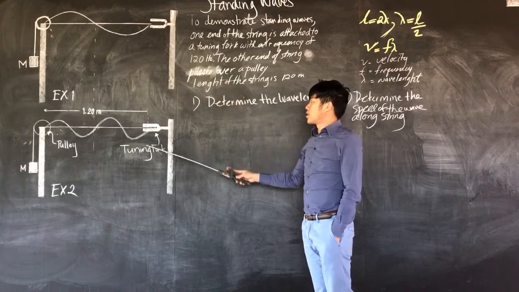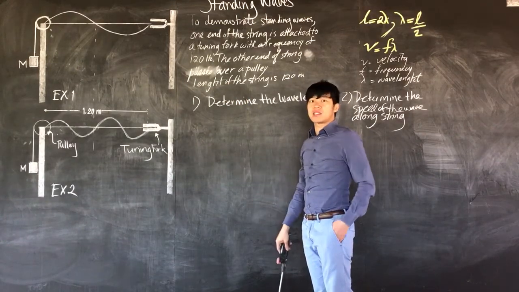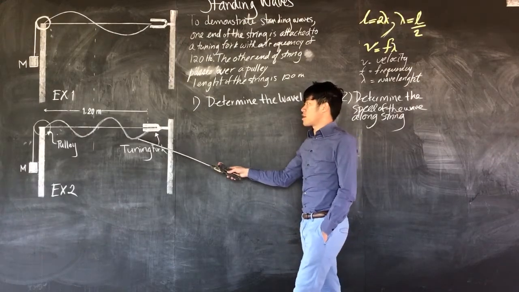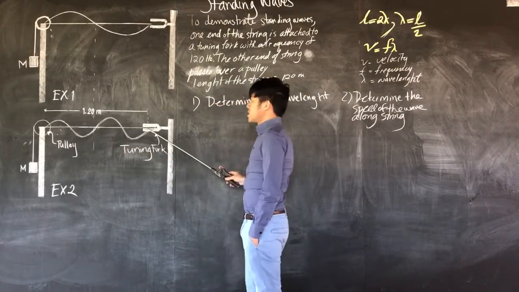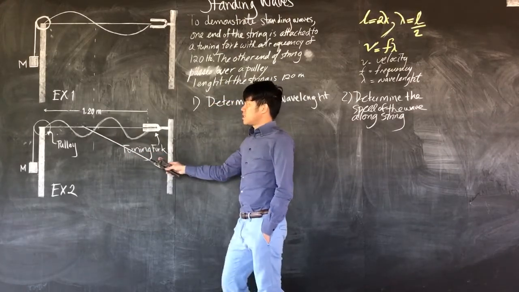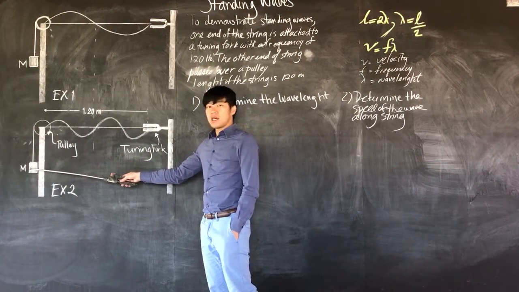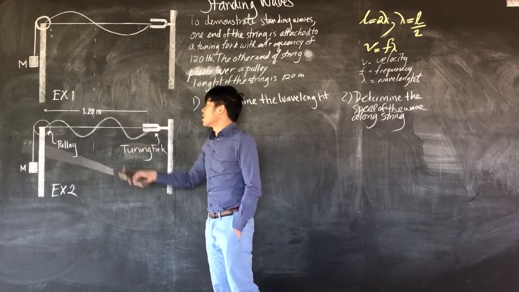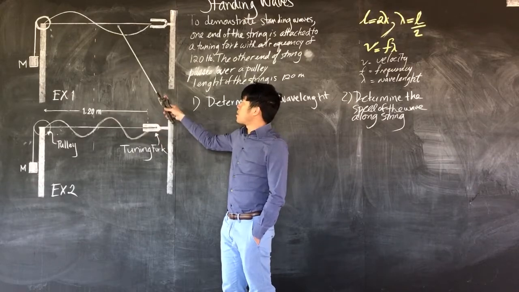This is the tuning fork, which, when you vibrate it against the surface, will vibrate and generate the waves right here. This is the actual string, passed over the pulley that is attached to a mass of M. Same thing. The only difference is how many waves there are.